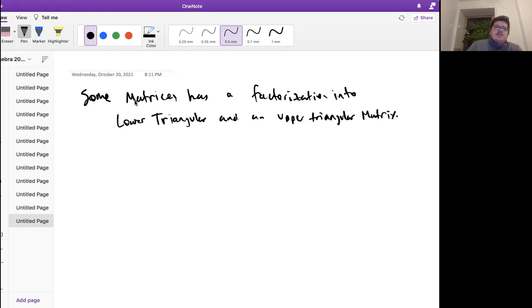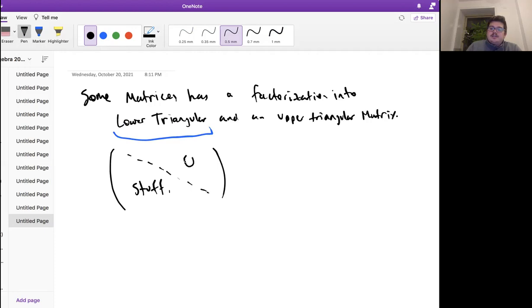Not sure if I defined these. But what is a lower triangular? It's a triangular matrix where you have stuff below the diagonal and zeros above the diagonal. And an upper triangular matrix is the same thing, where you have stuff above the diagonal and zeros below the diagonal.